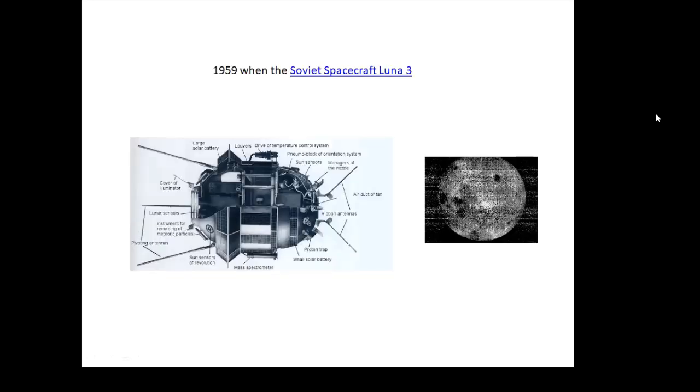Now this is the Soviet spacecraft Luna 3, and this is very important because in 1959 it orbited the moon and took photographs of the far side of the moon, which it sent images back to Earth. So that was the first time humans saw what the far side of the moon looks like. Since then, all of the Apollo missions that went to the moon orbited the moon and had a jolly good look at what's on the other side.